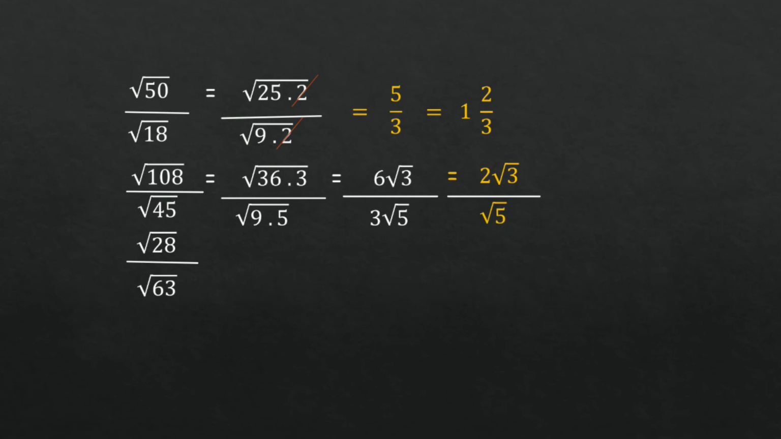And for next example, we have square root of 28 over square root of 63. So for 28, the factors are 4 and 7. And for 63, we have also 9 and 7. So cancel out the common factor and simplify square root of 4 over square root of 9. So our answer here is 2 over 3 or 2/3.